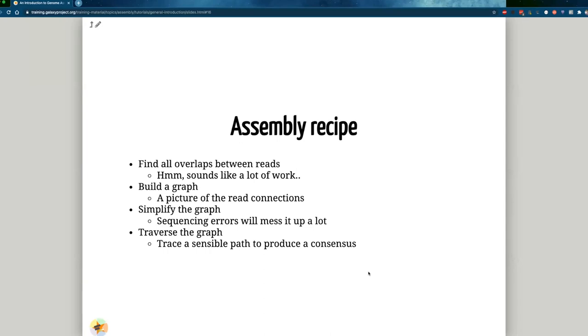And then what we need to do is simplify that graph, because it's going to be very, very complicated. We're going to have reads that overlap many, many, many other reads. And so maybe we can remove redundancy. We can do a bunch of other things that might help us simplify that graph. Unfortunately, though, sequencing errors will show up in this graph and will mess it up a lot. And then finally, we will traverse the graph. We'll try to trace a sensible path through the graph to produce a consensus. Now, this is not a trivial problem at all. In fact, it can be quite difficult to do this. But this is what our general assembly recipe is.